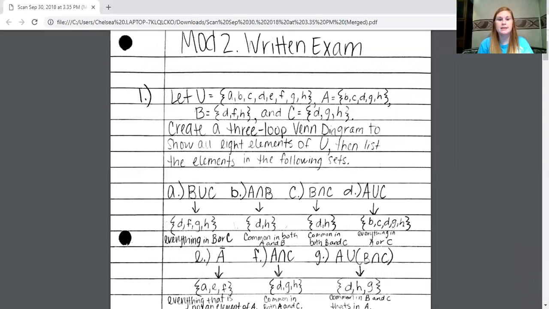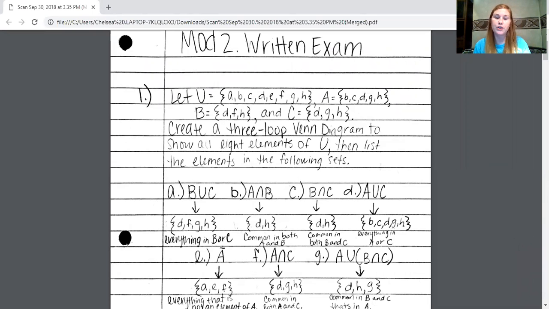So number 1 says to let U equal A through H. A is going to equal the letters B, C, D, G, and H. B is D, F, and H, and C will equal D, G, and H. So that just basically means that those letters are included in that circle.